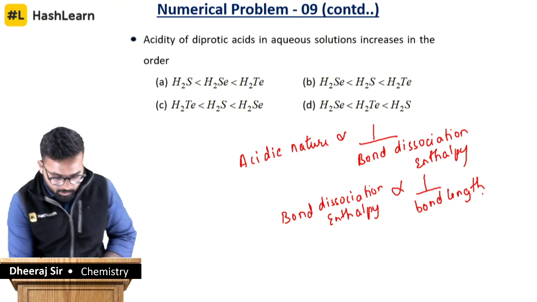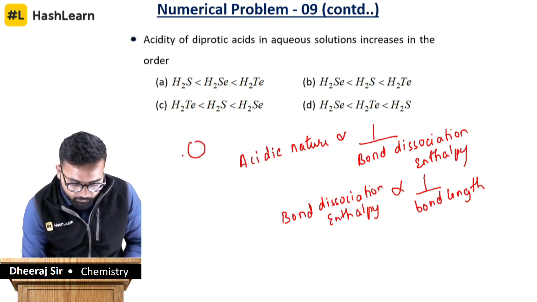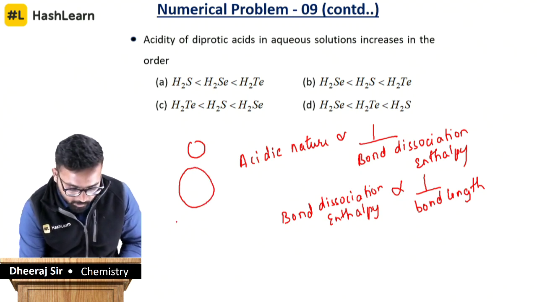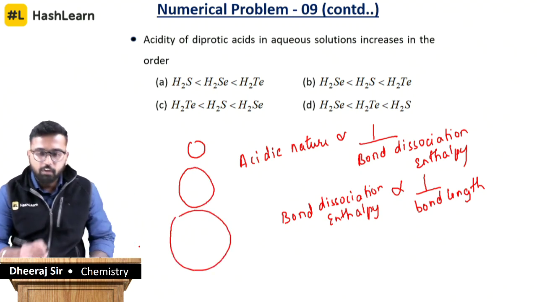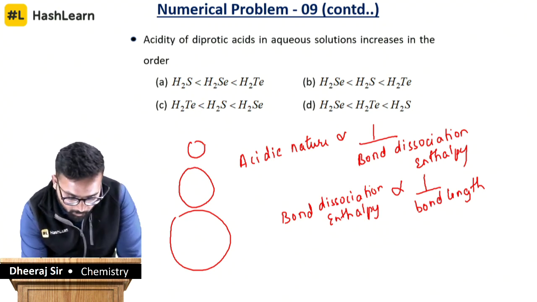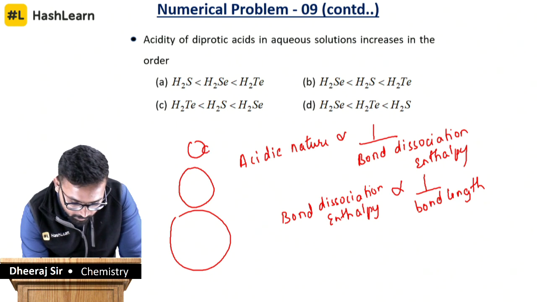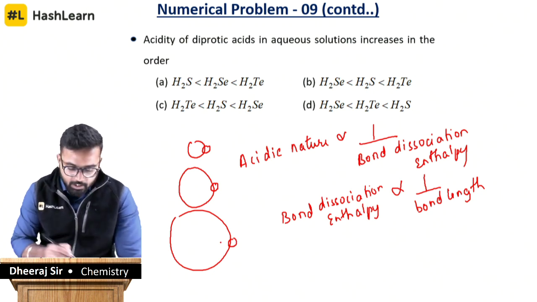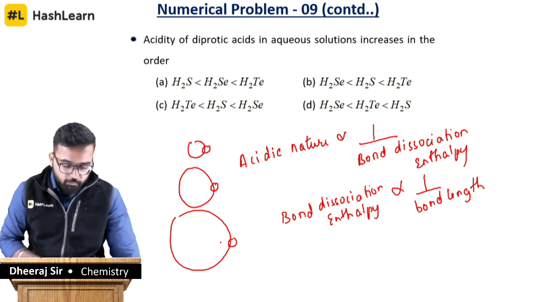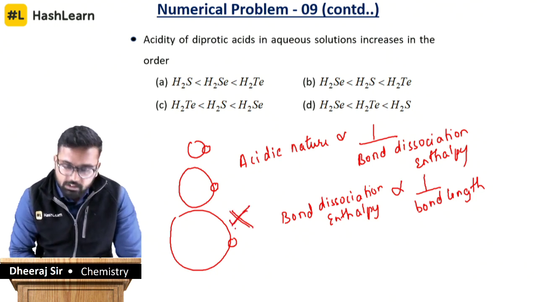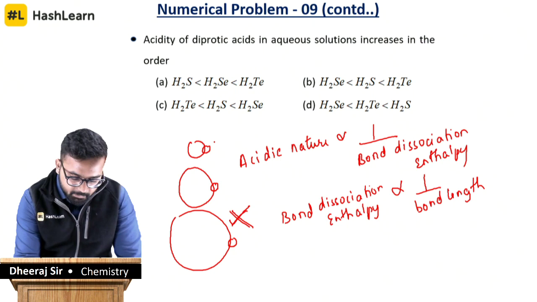If you have sulfur, let us assume sulfur is this, and selenium is definitely going to be a little bigger, and tellurium is going to be even bigger. If it is combining with hydrogen, I'm not going to show you both the hydrogens. Let's assume it is combining with one hydrogen, so there is an overlap happening. In this case also there is an overlap happening, and in this case also there is an overlap happening with hydrogen. If you look at it, the extent of overlap is worse in this case, and the extent of overlap is best in this case.